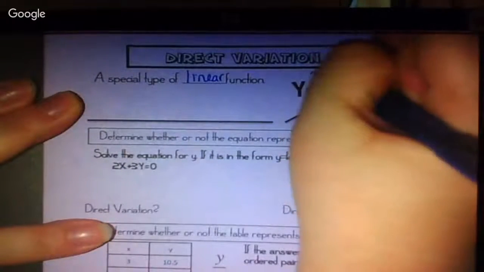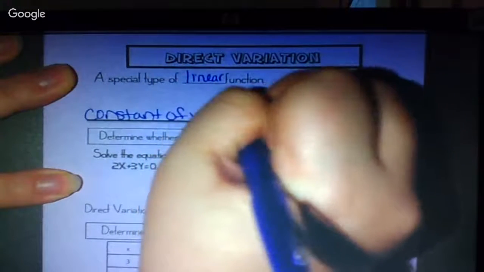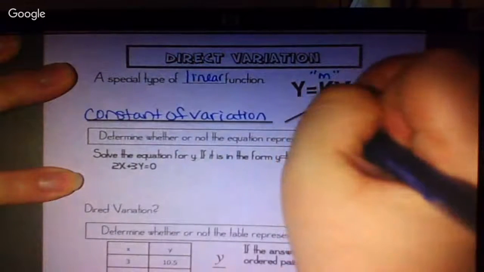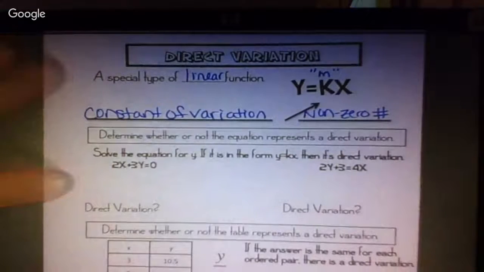Okay, I'm going to put M right above K. This is called your constant of variation. And it must be a non-zero number. So in other words, I can't have 0 for K. There cannot be a 0 slope. It just isn't going to work.